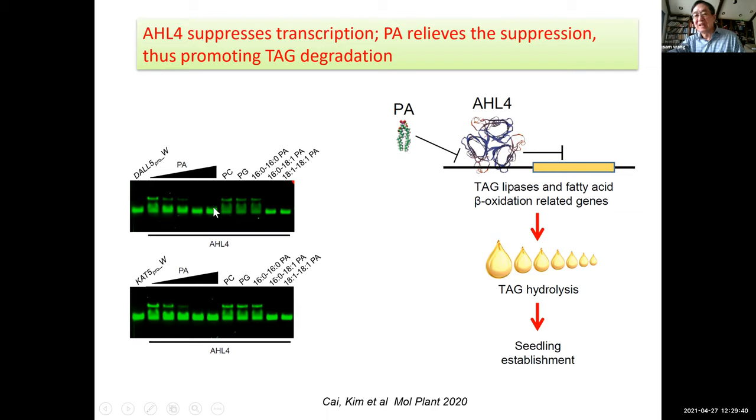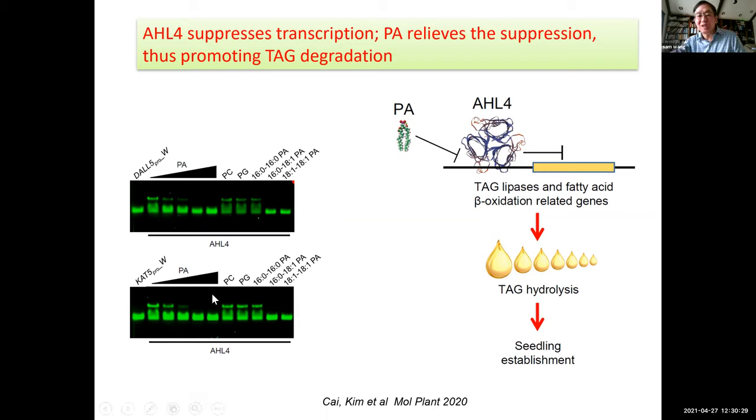promoter region. And the last thing I want you to pay attention to is the different molecular species of PA. Because this is 16-0 PA, this one actually does not bind well with the protein, also does not bind well with this AHL4 protein, and does not impede this interaction. And on the other hand, this is 18-1 containing PA, which binds well with the transcription factor, actually suppresses this mobility shift, meaning they interfere with the transcription factor with the target promoter interactions.